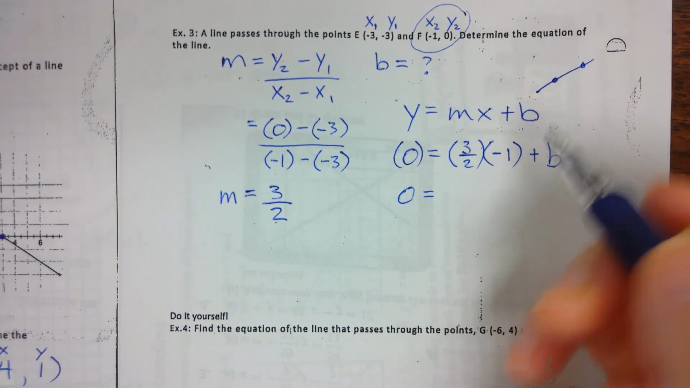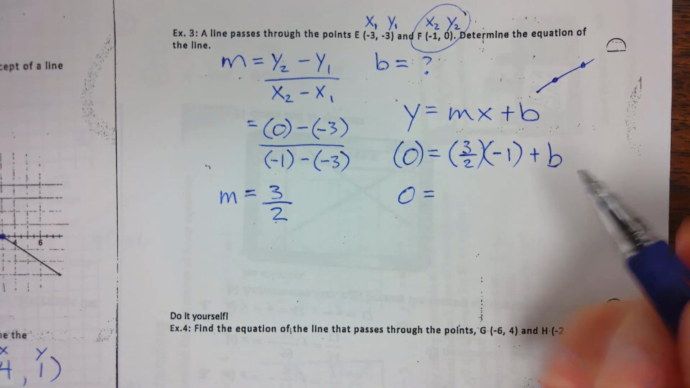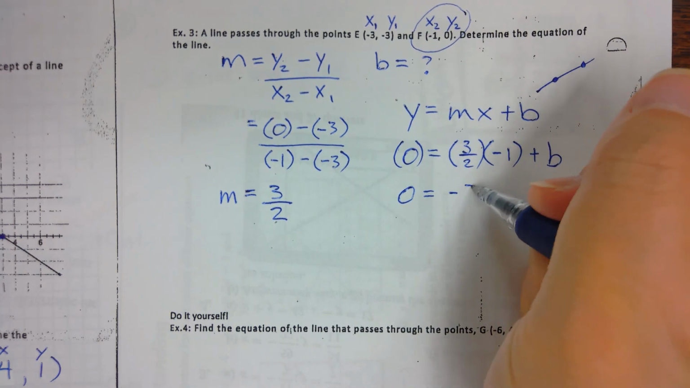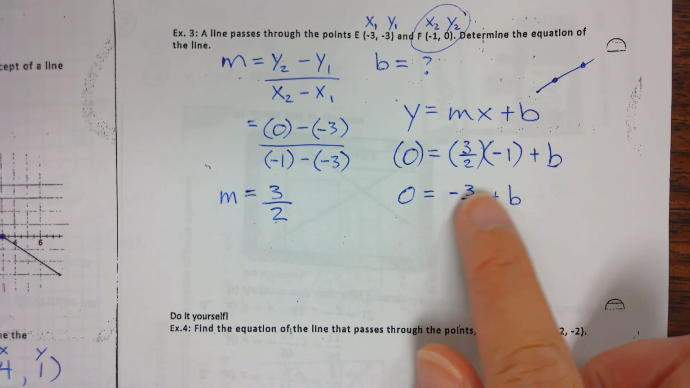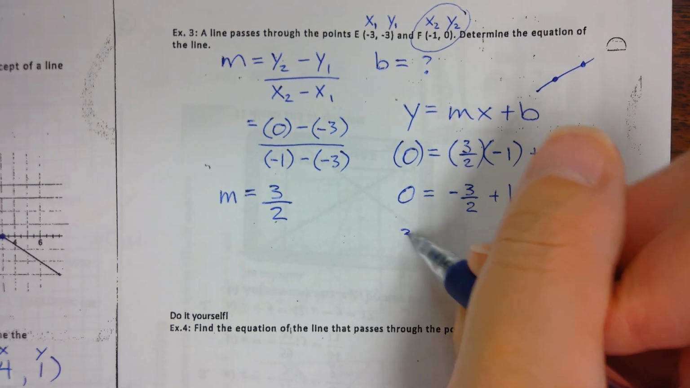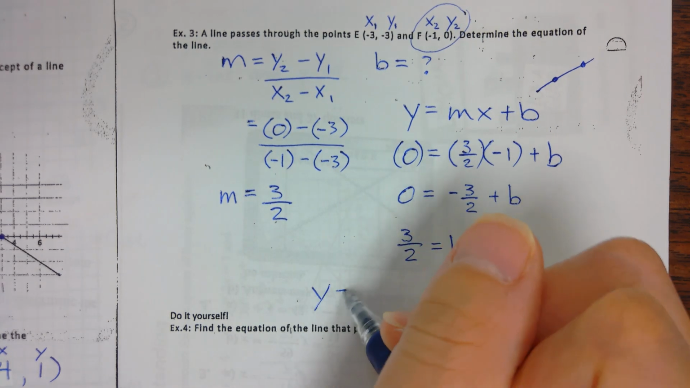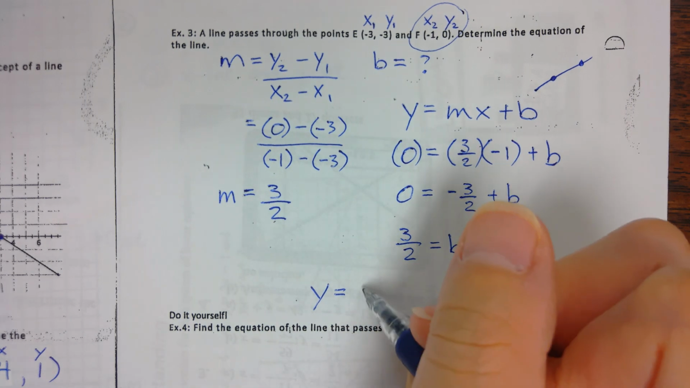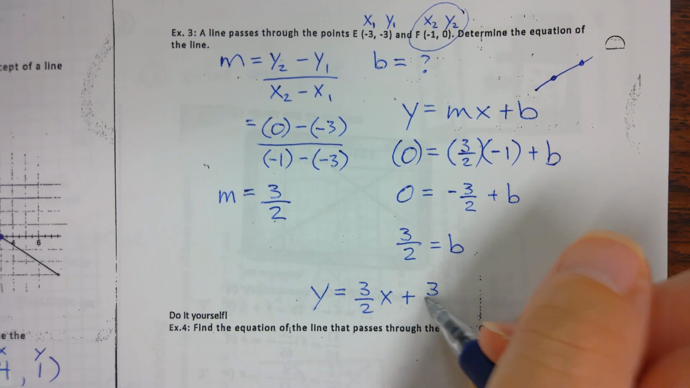So 0 equals 3/2 times -1. You can leave it in fraction form. So -3/2. Okay. Move this over to the other side. 0 plus 3/2. And you get this. So I have my m, I have my b. What's my equation? Y equals, Adi? Perfect.